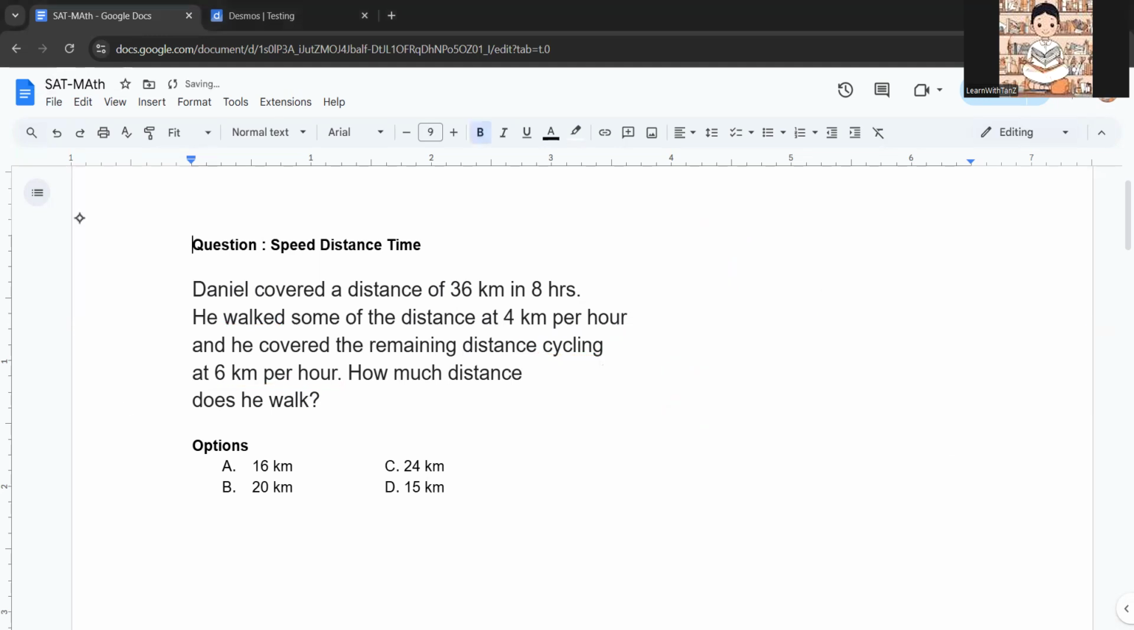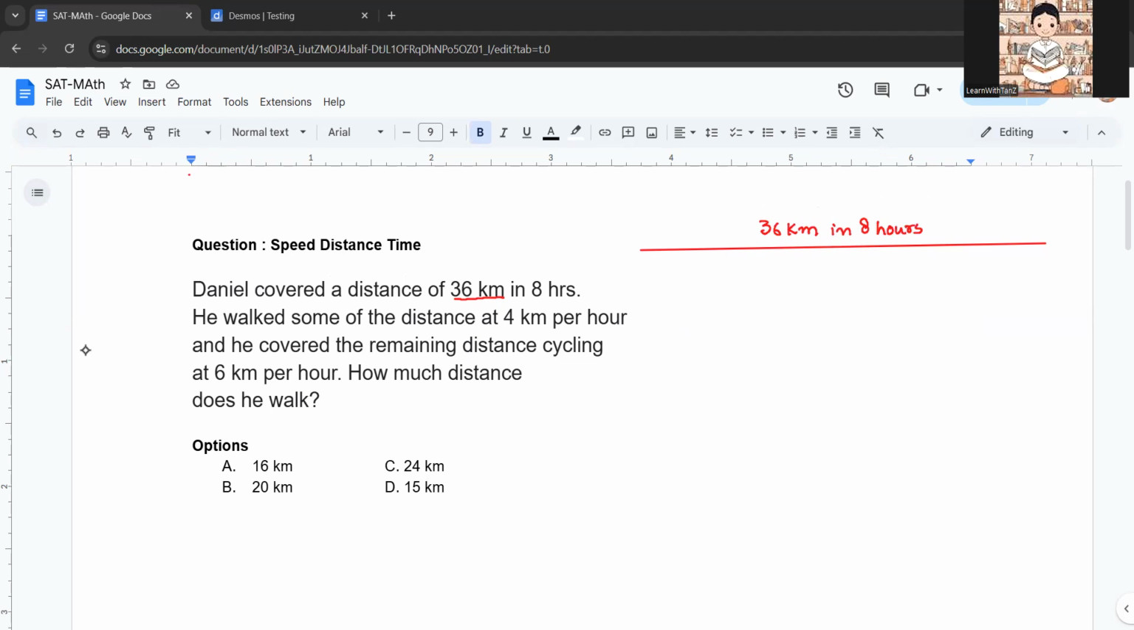So, speed distance questions, where do we do them? On the road. So, this is the road. Let's understand the scenario. First of all, we have the total distance of 36 kilometers, which is covered in 8 hours, no? So, this is a total distance of 36 kilometers in 8 hours.